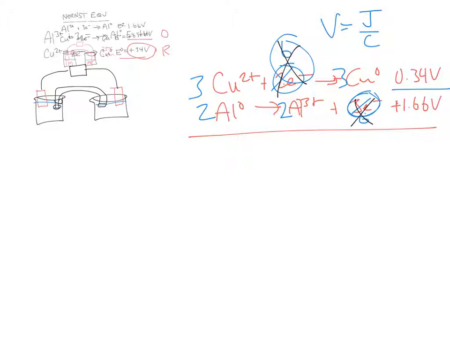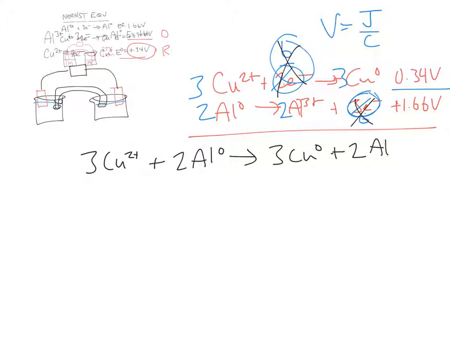So when I write the overall equation for this, I'm going to say 3Cu2+ plus 2 aluminum metals yielding 3 copper metals and 2 aluminum ions. And then you're going to combine these two together to get the overall E naught of the cell, which is 2.00 volts.